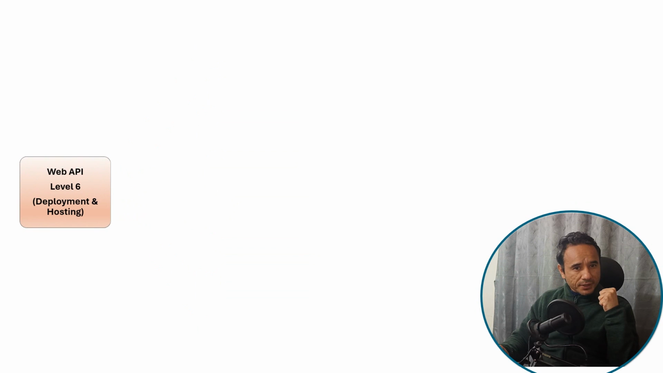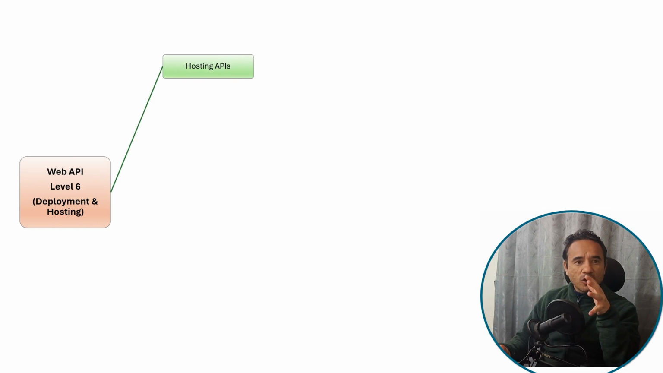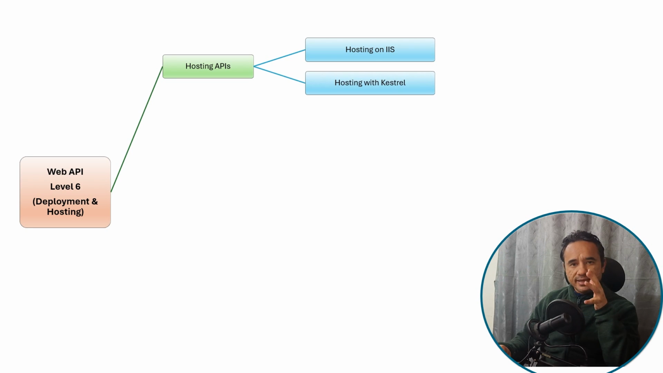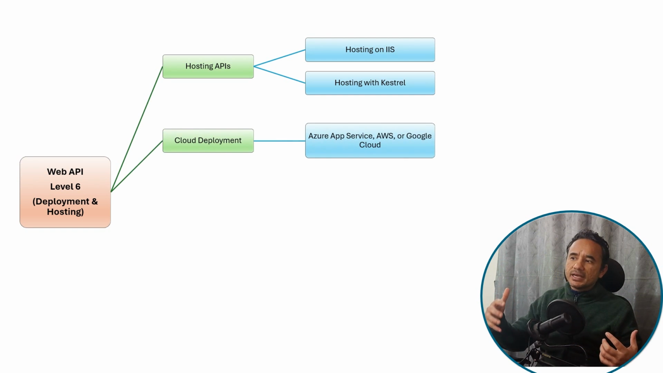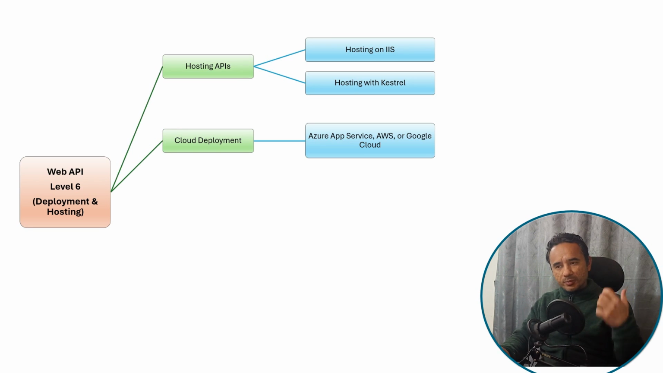Because if your API is ready, then you have to deploy it, right? So here first we will talk about hosting the API, how to host. For that, either you can host the API on IIS or you can use Kestrel also. For a beginner this is good, but if you are already working on APIs, then you can go for cloud deployment. Here Azure App Services, AWS or Google Cloud is used for cloud deployment of your web API.